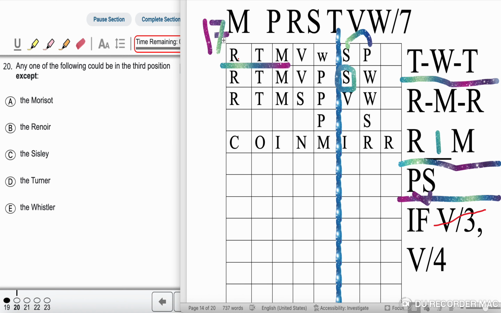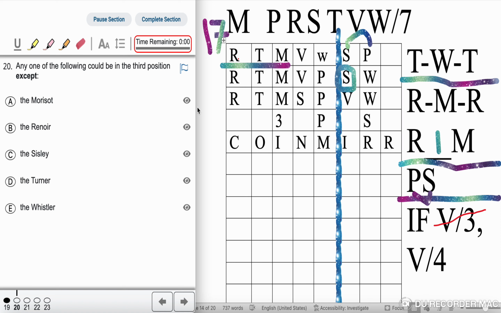Question 20. Anyone could be in the 3rd position, except I don't like answering these questions. I like to skip these ones and come back, because we don't have enough worlds to answer this question. Right now it's asking about this position right here, which could be considered number 3. So I'll put the number in if you guys don't see it. Number 3. They're asking which one could not be. We already see it, so go ahead and remove that.